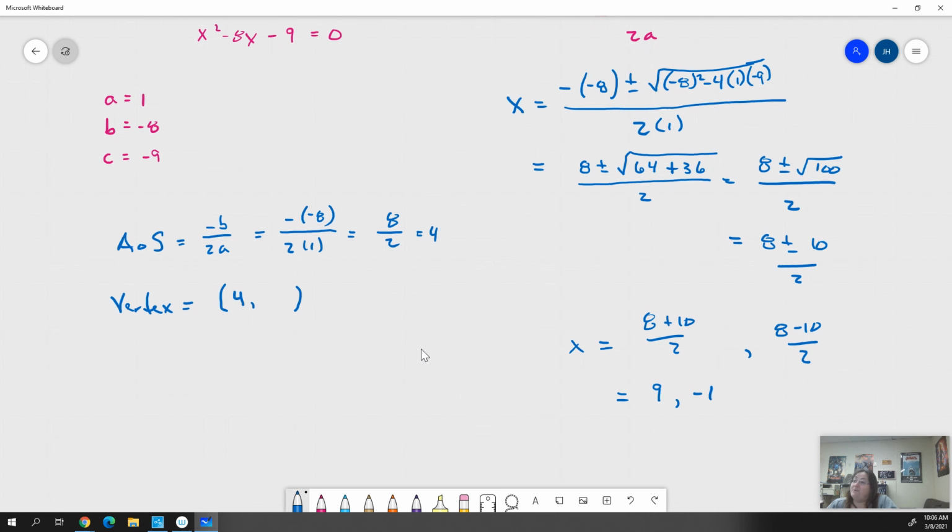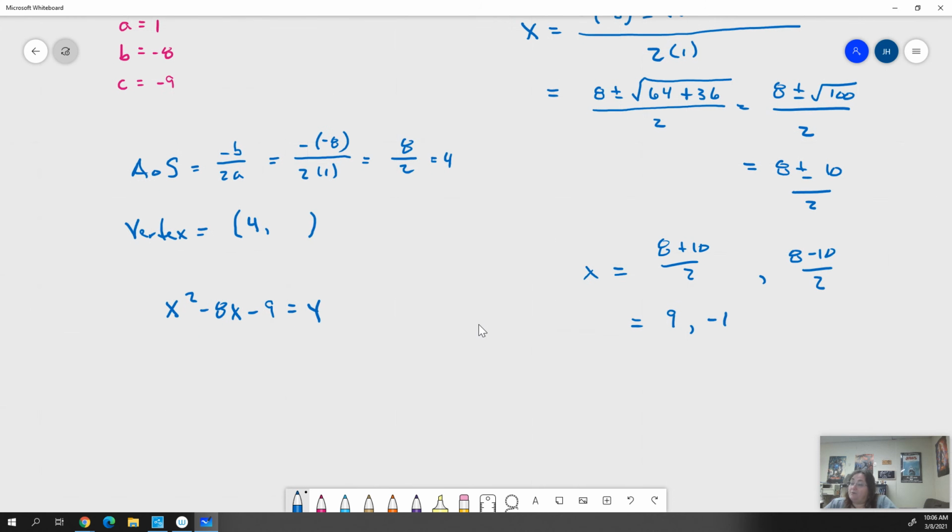The way we would find out what the y value of the vertex is, we're going to plug in the x value into x and solve, right? So I'm going to write this as x squared minus 8x minus 9 equals y. And we need to find out what that y is. And the way we're going to do it is, since we know what the x is, we're just going to solve. I'm going to go, okay, I have 4 squared minus 8 times 4 minus 9 equals y.